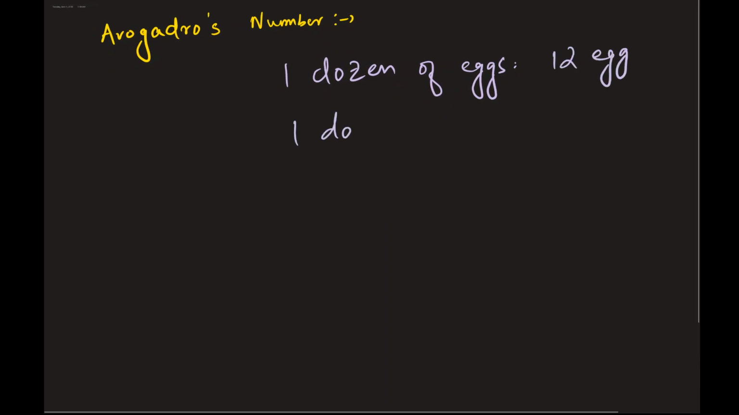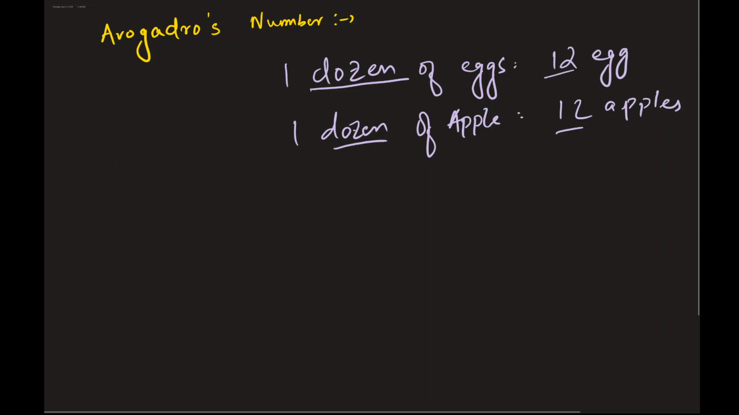So 1 dozen of apples, what does this mean? We got 12 apples. So in this case, the dozen represents the 12, right? In chemistry, since atoms and molecules are very tiny particles and we have plenty of them, we use another term instead of dozen. If you count 12 atoms, that would be like nothing, right? Atoms are extremely small. So we use another number that's called 1 mole.